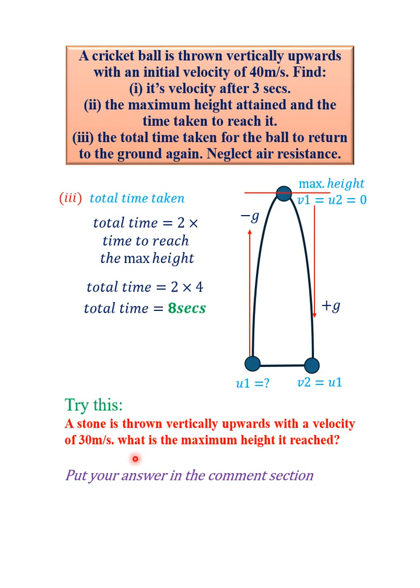Now try this. A stone is thrown vertically upwards with a velocity of 30 meters per second. What is the maximum height it reached?